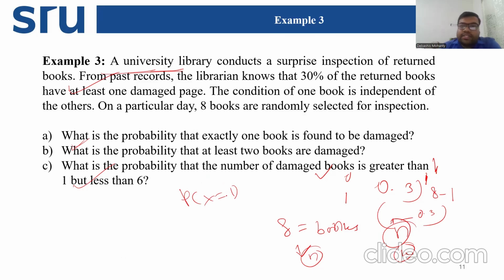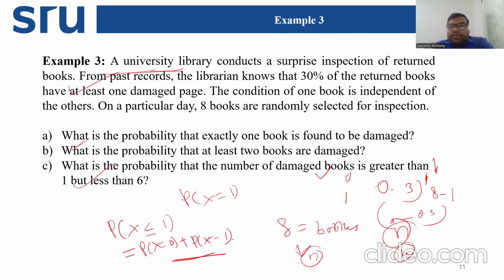But if the question is to find at least 1, then in that case what will you do? The probability of x greater than or equal to 1. That is how to find it. Already in the previous problem I discussed how to find the probability of x equals 0 plus the probability of x equals 1, right?